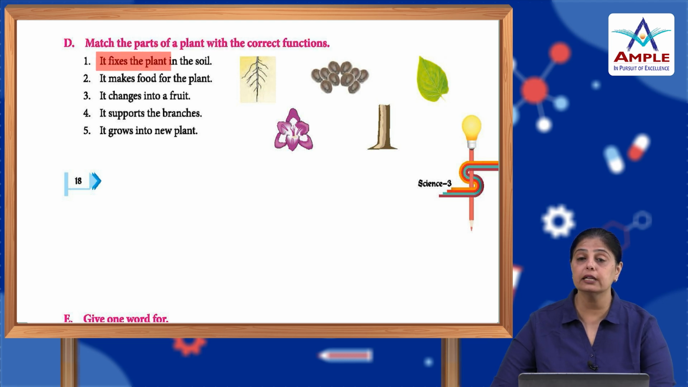It fixes the plant in the soil. What is it? It's the root. It makes food for the plant: leaf. It changes into a fruit: flower. It supports the branches: the stem. And it grows into a new plant. Those are the seeds.